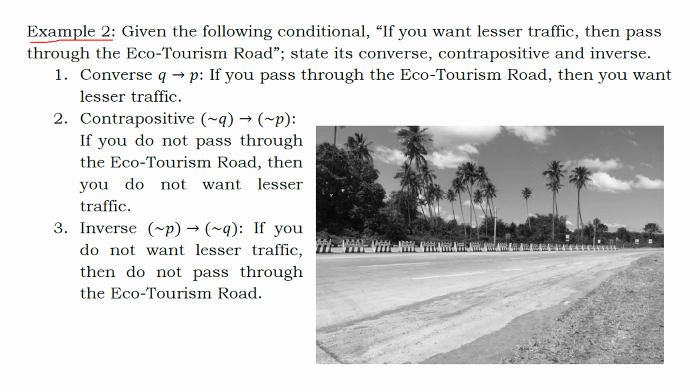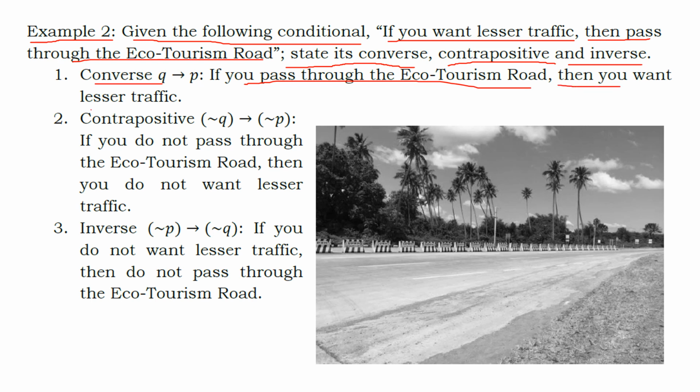For example number 2, given the following conditional: if you want lesser traffic, then pass through the ecotourism road. State its converse, contrapositive, and inverse. Your converse here is Q conditional P. So if you pass through the ecotourism road, then you want lesser traffic. So there is an if and then in this case. That will be your Q conditional P.